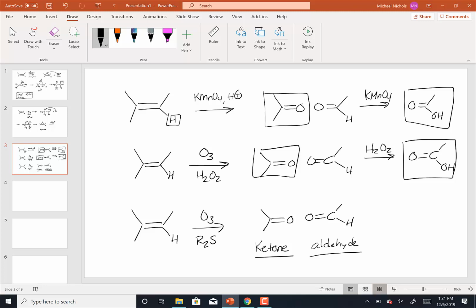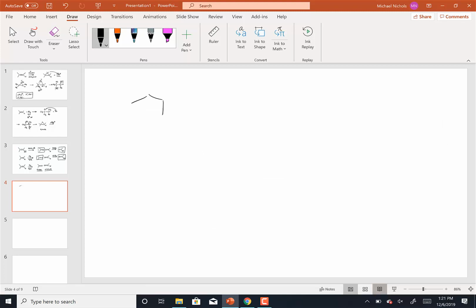So what happens in the case of a cyclic double bond, and what happens in the case of when the double bond is at the end of the chain. So let's do one at the end of the chain. So let's say I had this. So the end of that double bond is a CH2. If I treat this with, let's say, ozone and R2S, I'm going to cleave the double bond. I'm going to do exactly what I did before. I'm going to cleave the double bonds, and I'm going to turn them into a ketone.